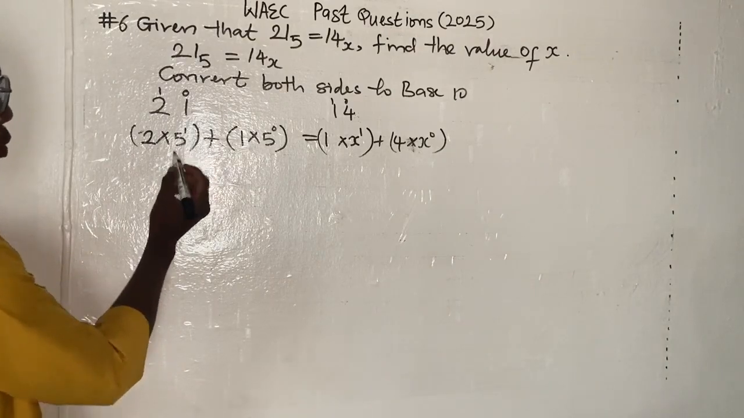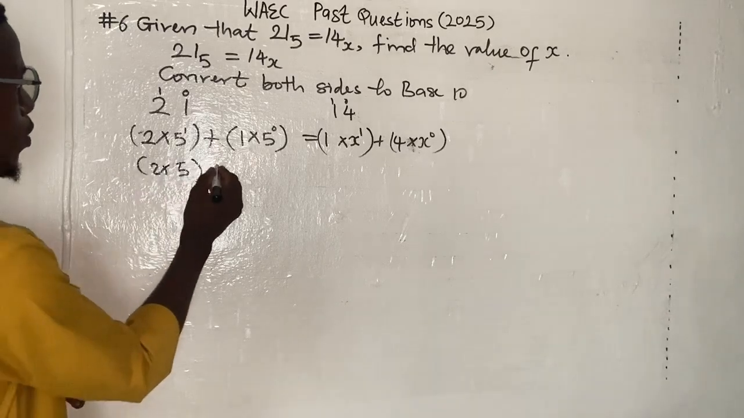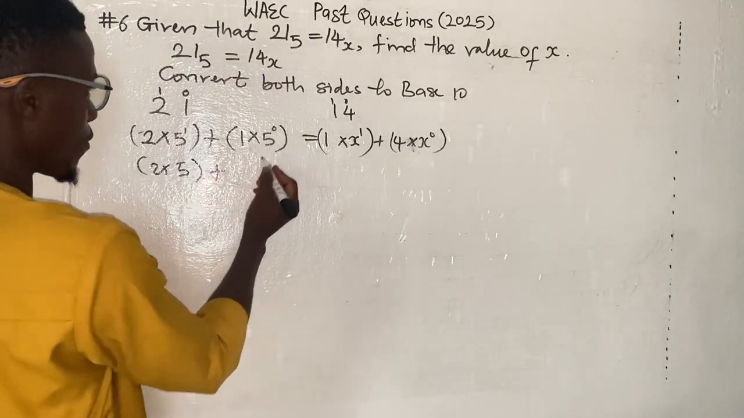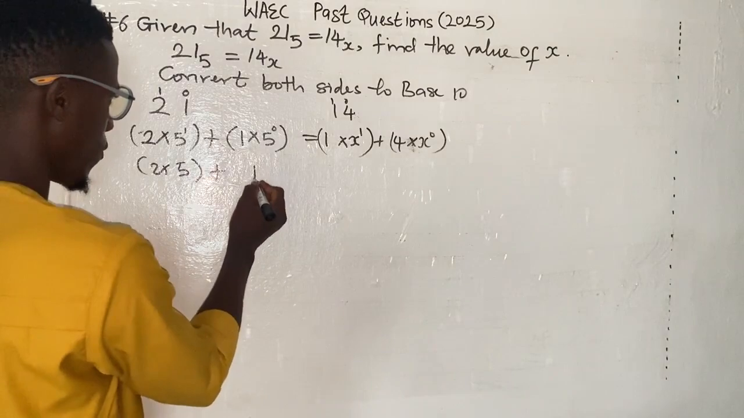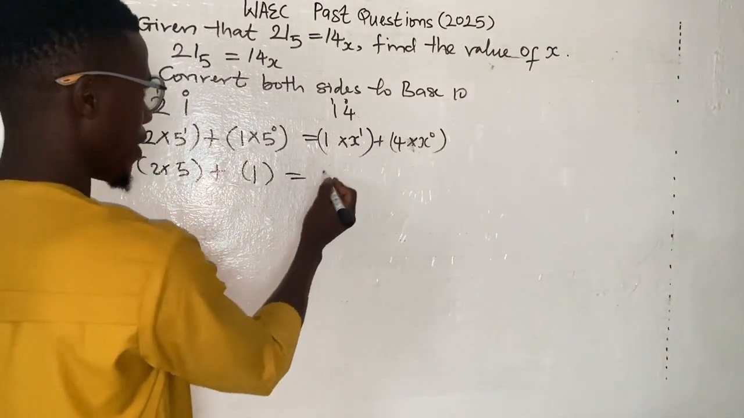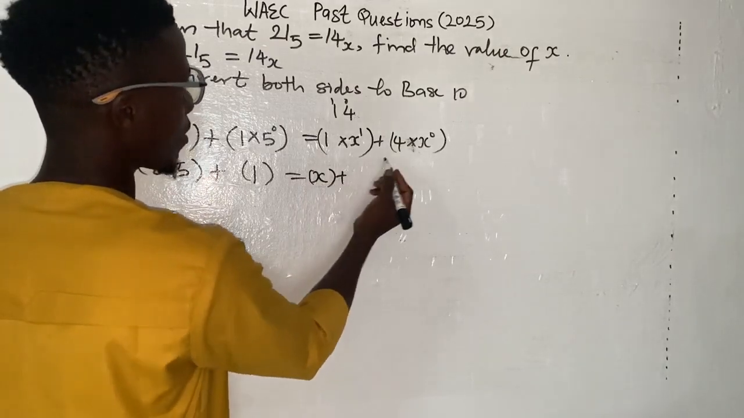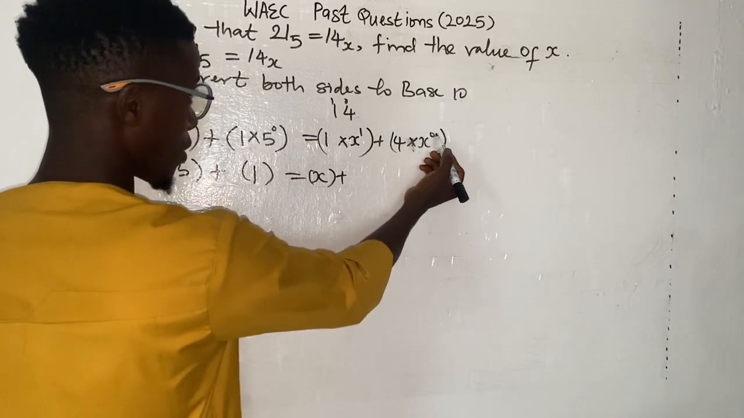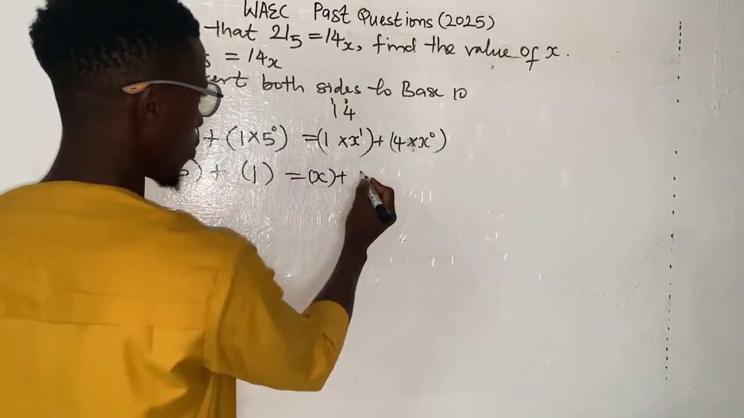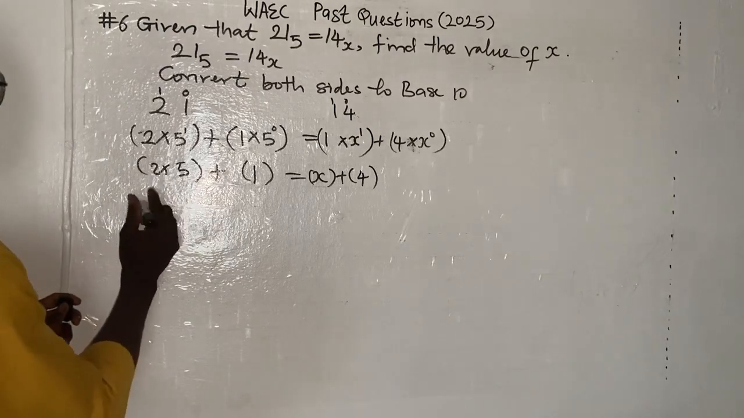5 raised to power 1 is what? Is 5 multiplied by 2 plus anything raised to the power of 0 gives us 1. 1 multiplied by 1 gives us 1 equals x raised to power 1 gives us x back. x multiplied by 1, x, plus x raised to power 0. Anything raised to power 0 is 1. 1 times 4 gives us what? 4.